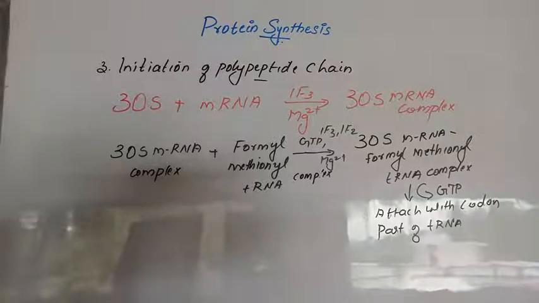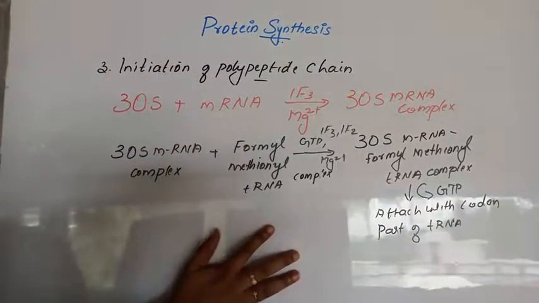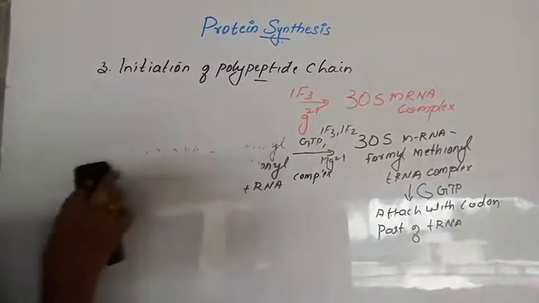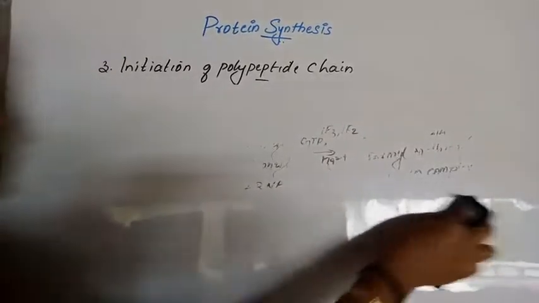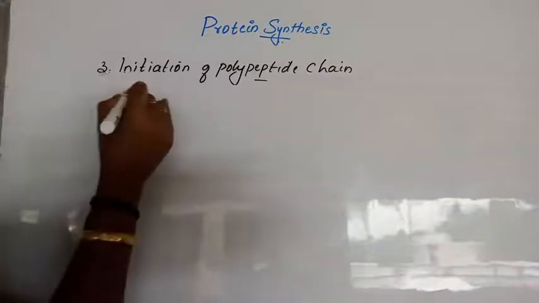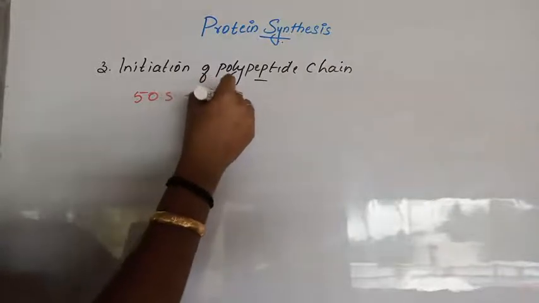Now, these are about the smaller subunit. Come to the larger subunit. The larger subunit of ribosome, that is the 50S unit, joins the complex. When all these things happen to the smaller subunit, only then will the larger subunit come and join the smaller subunit. The 50S, the largest subunit of ribosome, joins this 30S mRNA formyl methionine tRNA complex. The initiation factor is released and the complete 70S ribosome is formed.